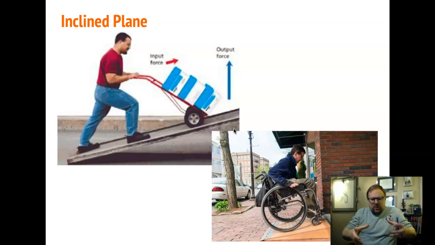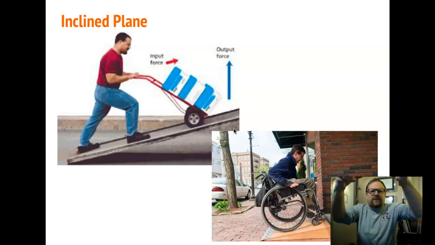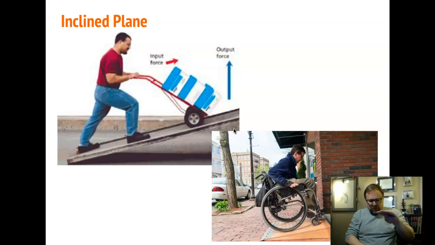So if we were to just take that object and lift it up, right, all we're doing is moving it this far to get it up from here to here. But we're exerting more input force to do that. However, if we take an inclined plane, we're still getting the object from here to here, but we have to push it up that much further distance to get it up to that spot.